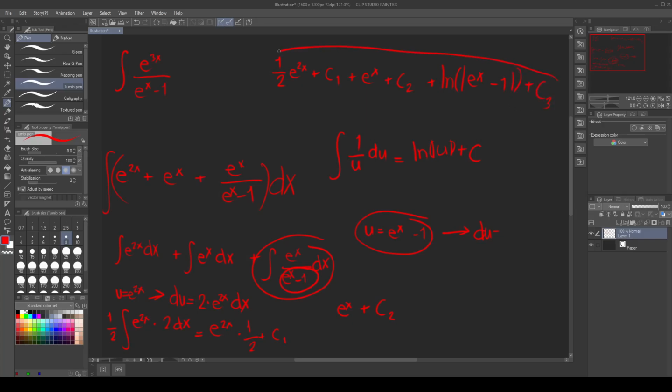So now we've got our answer here, but let's just rewrite it to look a lot better. So we've got 1/2 multiplied by e to the 2x plus, just ignore these c's because they're all just going to combine into one later on, plus e to the x plus the natural logarithm of e to the x minus 1 plus c. And that's your answer right there.